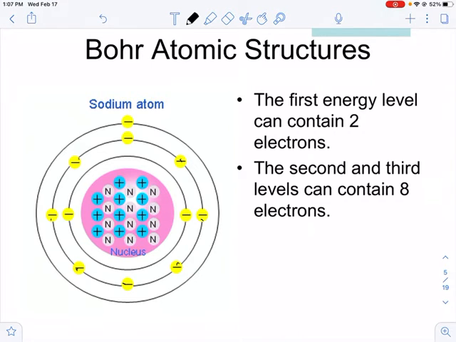All right, so we said that the first energy level can hold 2. We talked about this in the last notes also. You can't put more than 2 in that first energy level. The second can hold up to 8 electrons. The third can hold 8. It technically can hold 18, but then you get into orbitals. I don't want to get into orbitals. We're going to let Mr. Coring deal with that. So for our purposes, we're going to say the third can hold up to 8.